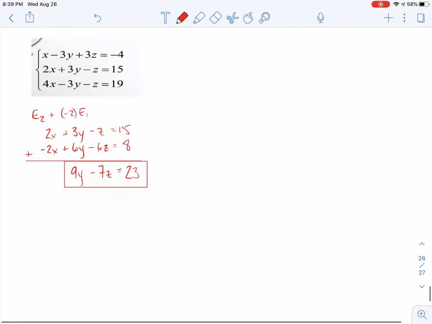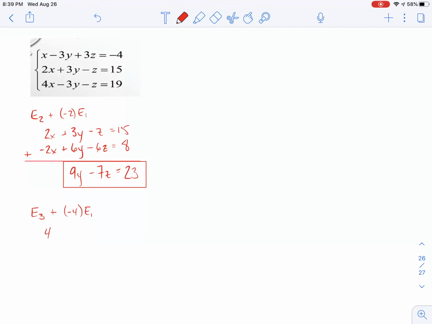Okay, I'm going to do my second elimination step. I'm going to manipulate equation 3 by adding negative 4 times equation 1 to it. So again, I'm going to copy down equation 3. I haven't changed it, so I'm going to have 4x minus 3y minus z equals 19. And when I multiply negative 4 times equation 1, I'm going to have negative 4x plus 12y minus 12z equals positive 16.